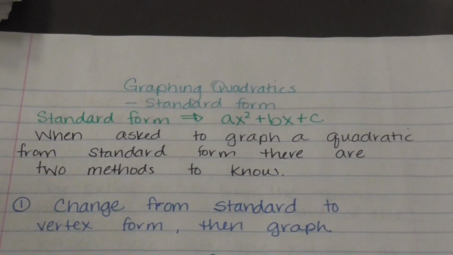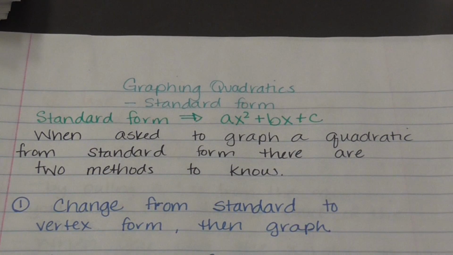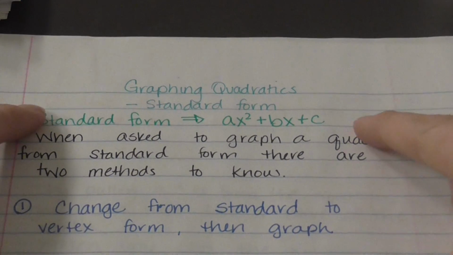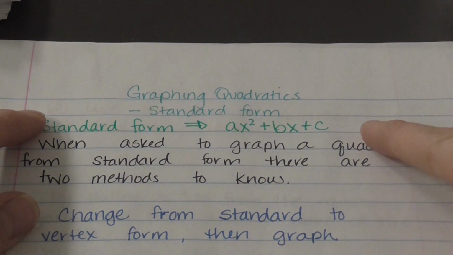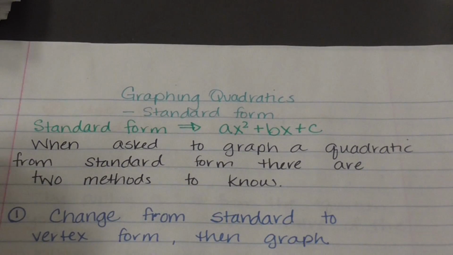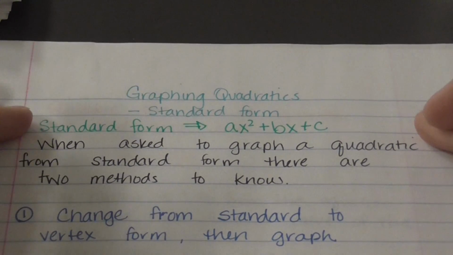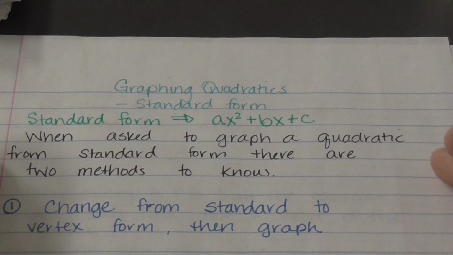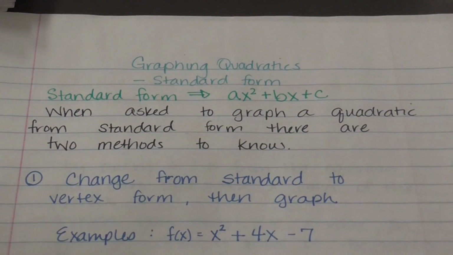All right, so graphing quadratics, we've talked about graphing them from vertex form. Standard form is ax squared plus bx plus c. So what we're going to talk about now is graphing quadratics when you're given the standard form. When you're asked to graph a quadratic from standard form, there's two methods that you can know.